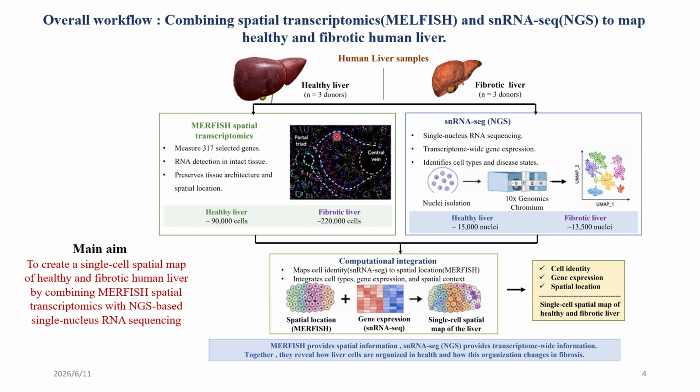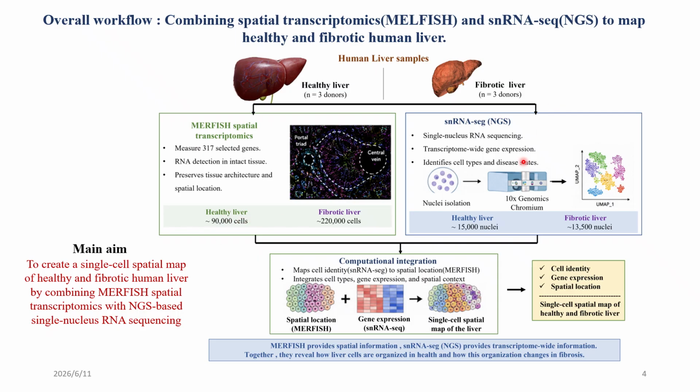On the left side, they used MERFISH spatial transcriptomics. MERFISH measured 317 selected genes directly inside intact tissue. So it preserved the tissue structure and spatial location. It analyzed about 90,000 cells in healthy liver and 220,000 cells in fibrotic liver.